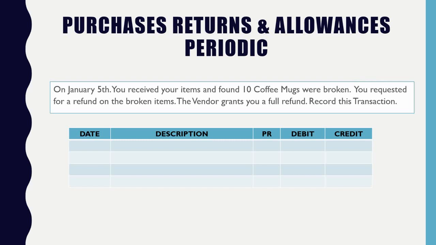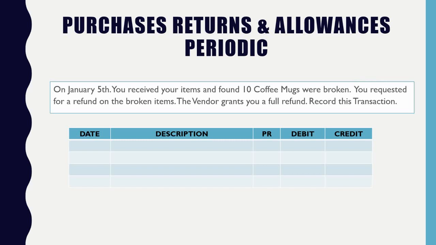Then, let's see what happened here. On January 5th, you received the items, and then you found that 10 of those coffee mugs are broken. You request the vendor for a full refund because they're broken, and the vendor grants you a full refund.